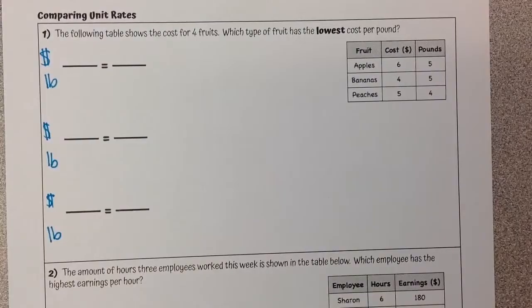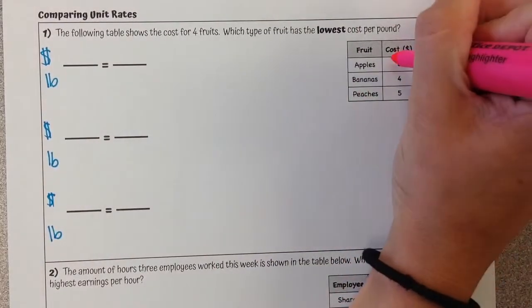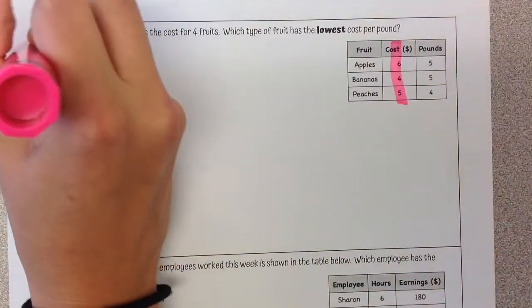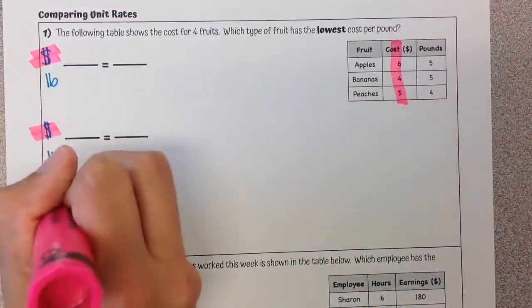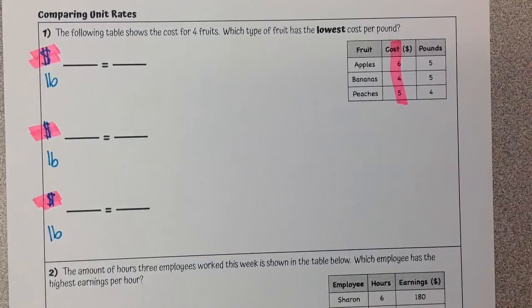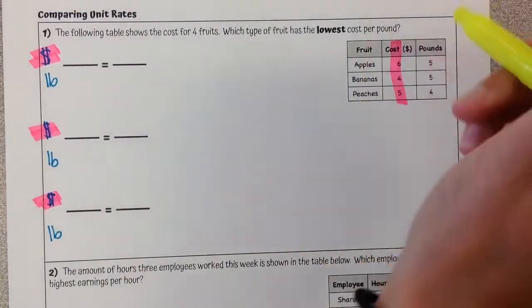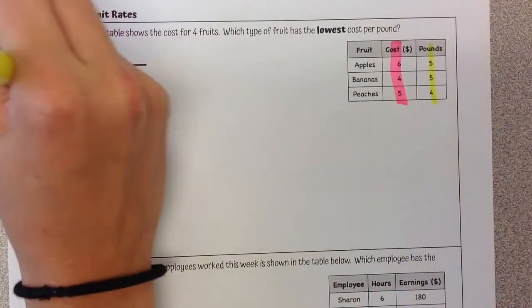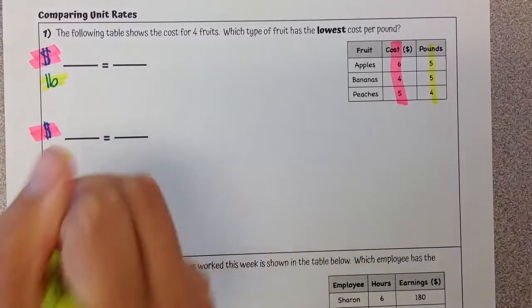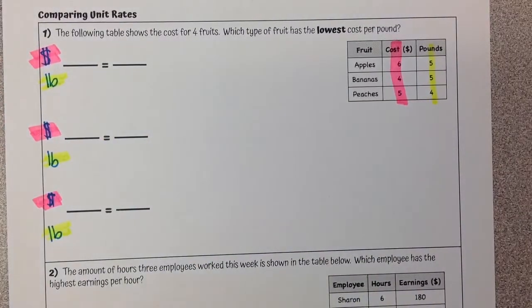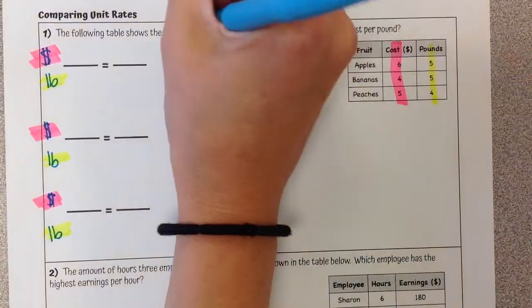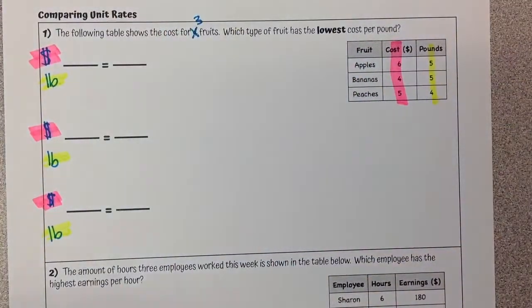and if it helps, to highlight here, we're going to do the cost in one color, so cost is going on top for all of ours, and the pounds in another color, so pounds is going on the bottom for each of ours. And this should say 3 fruits because it's not 4.